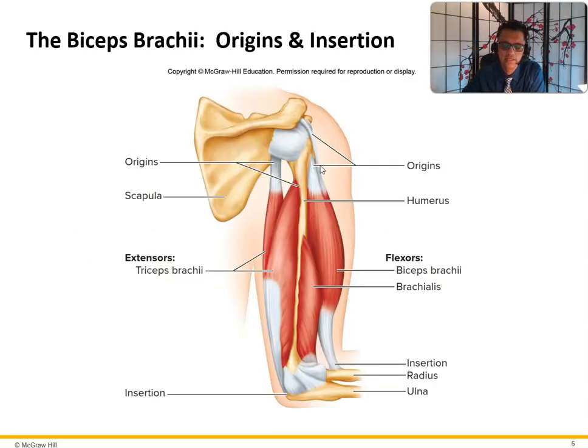Okay, so if you look at this, here is the origin of the biceps. Here's the humerus, right? Here's the biceps brachii. You have another muscle called the brachialis, which is underneath it. And then you have triceps, which is posterior. And there's the radius and there's the ulna. So remember, all these bones are coming into play now. Remember the scapula, remember the humerus, remember the radius and the ulna.